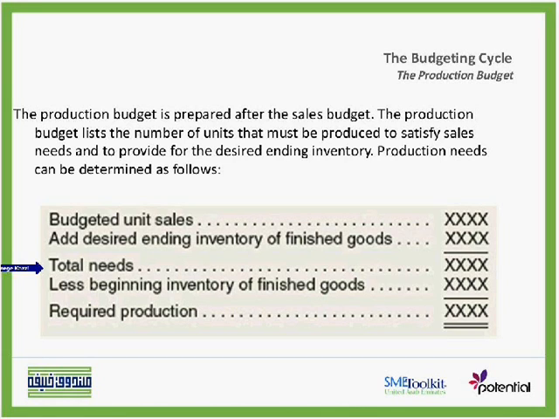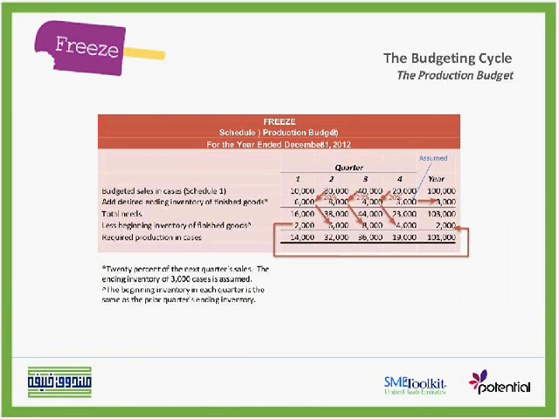We have to look at how much inventory of finished goods we already have in our warehouses. We deduct that amount and we're left with the required production. How much we need to produce to meet the sales budget, not to fall short and not to have excess inventory in our warehouse. Let's move now to talk a little bit about the production budget.